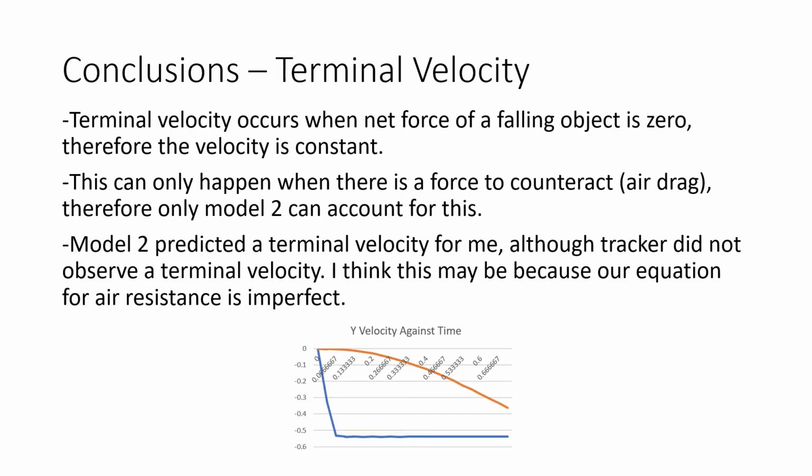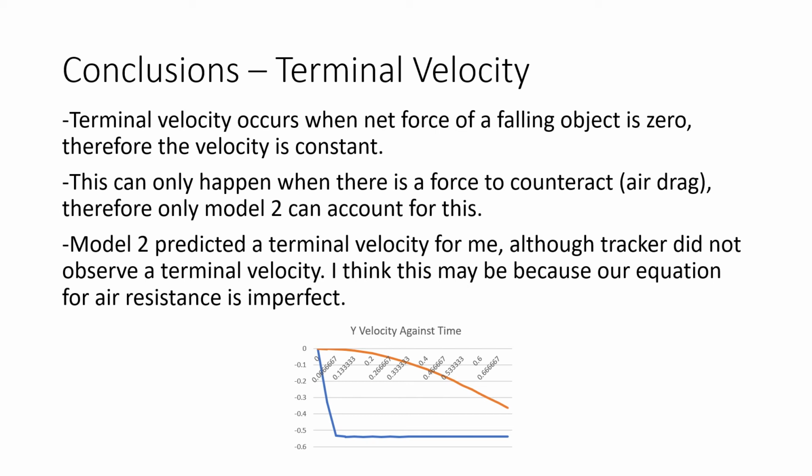Now, conclusions. Terminal velocity. Terminal velocity occurs when the net force of a falling object is 0, and therefore the velocity is constant. So the net force would be 0, making the change in velocity 0, making velocity constant. This can happen when there is a force to counteract gravity, i.e. air drag, and so therefore only model 2 can account for this because it's the only model that has another force to counteract gravity. Model 2 in my glow script predicted terminal velocity, but tracker did not yield terminal velocity.